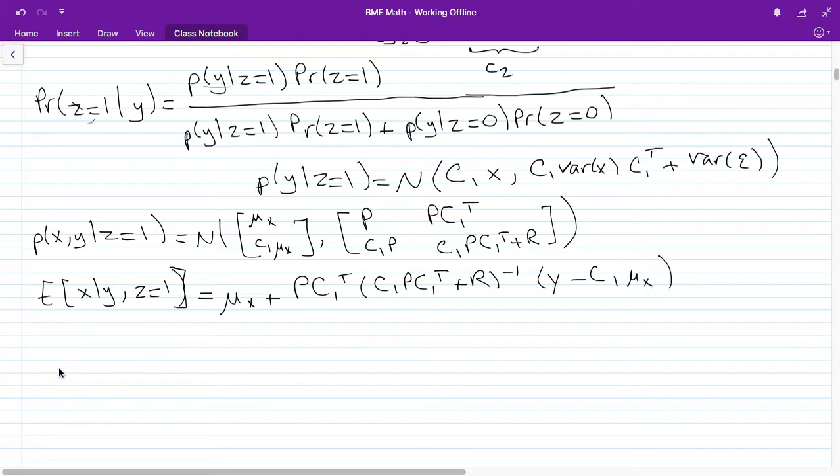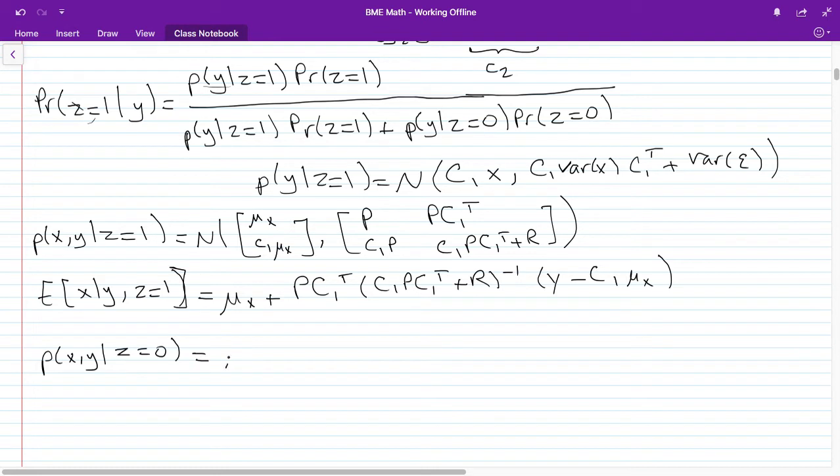So that's the expected value. Now, on the other hand, if we have the condition where we don't believe it came from the same source, so p of x and y, given that z is equal to 0, it had a different source.